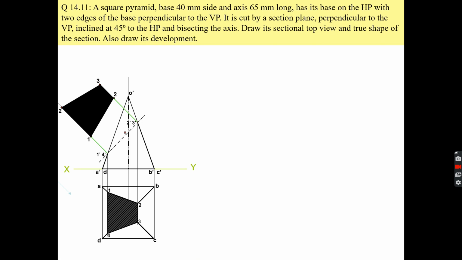So how will you measure the true length of all of the square pyramid? Like I did in the line projection of the line, I will first make the line parallel to the XY line. This is the line OC. I am making the line OC parallel to the XY line.